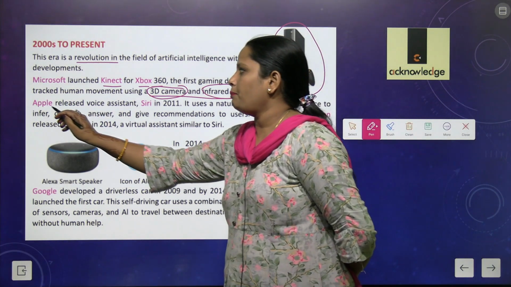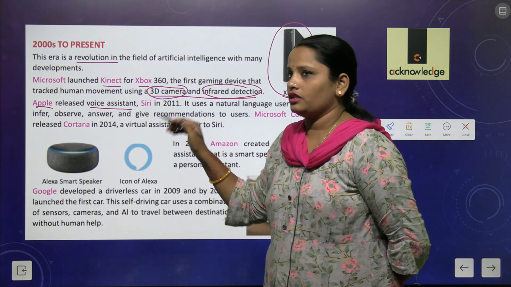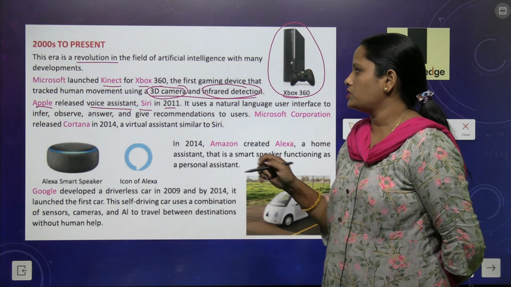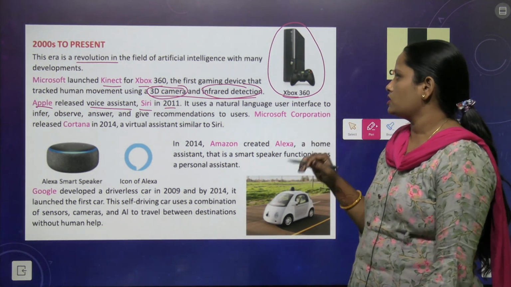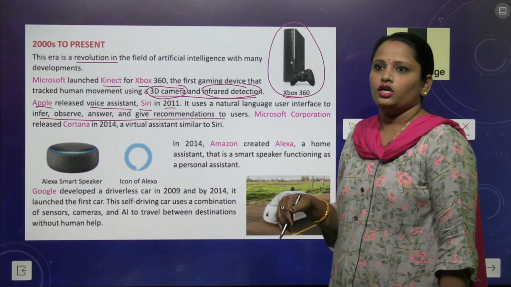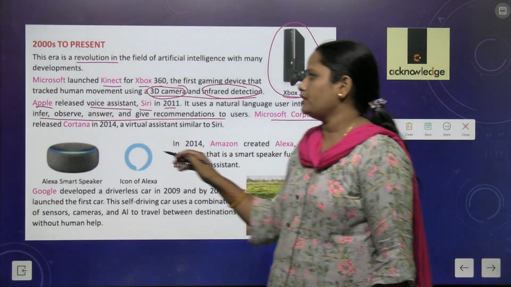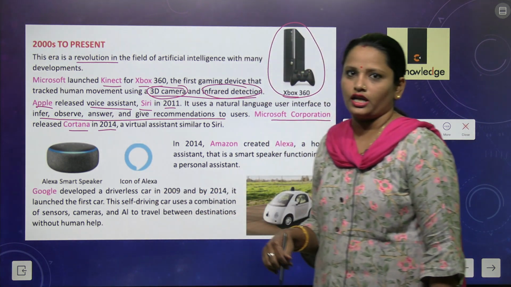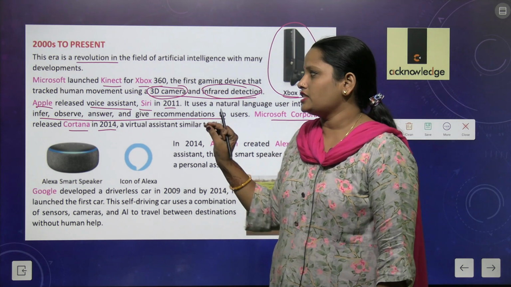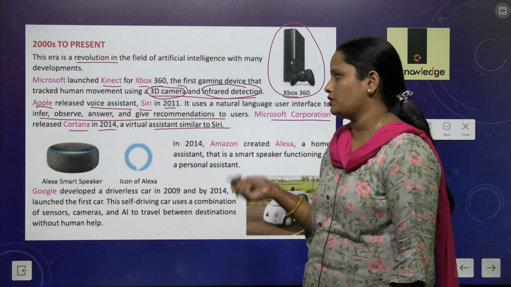After this, Apple, a well-known company, released a voice assistant, and the name of the voice assistant is Siri, in 2011. It used a natural language user interface to infer, observe, answer and give recommendations to the user. So Siri was also very useful. Microsoft Corporation released Cortana in 2014, as we have learned about Cortana. Okay, so Microsoft released Cortana in 2014, a virtual assistant similar to Siri.